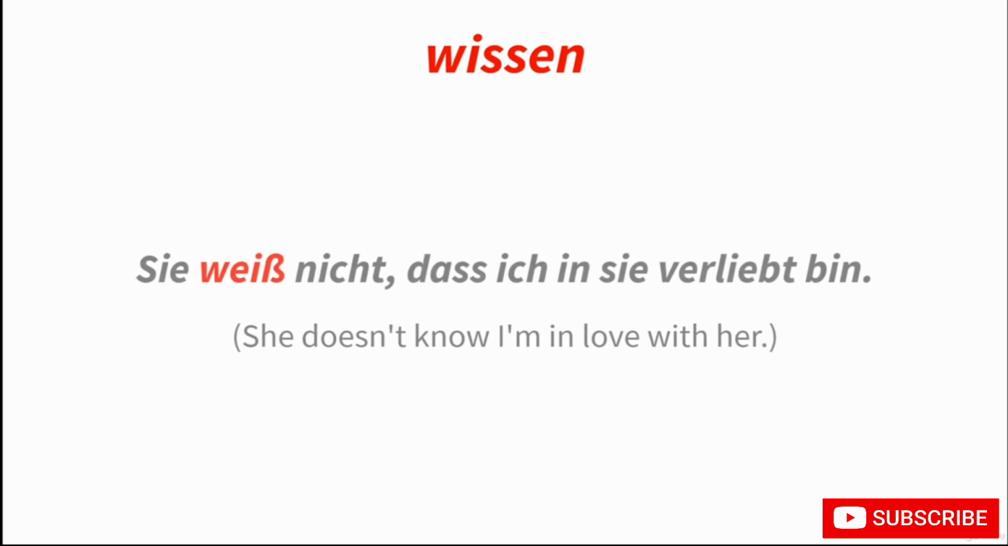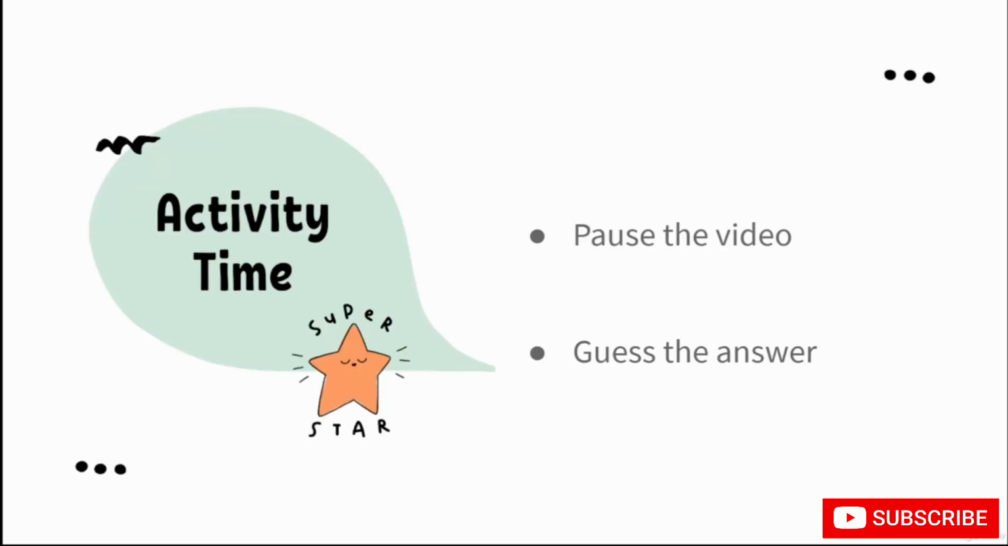Another example. Sie weiß nicht, dass ich in sie verliebt bin. Means she doesn't know I'm in love with her. It's about knowing information. That's why wissen is used. Okay, so far we have learned the difference between kennen and wissen.